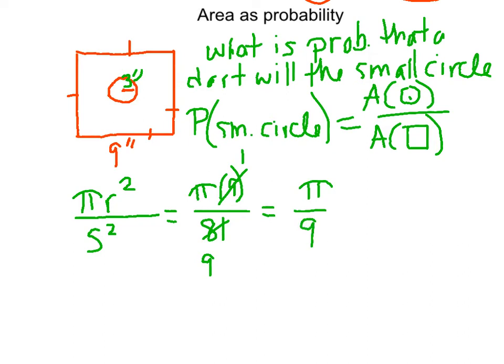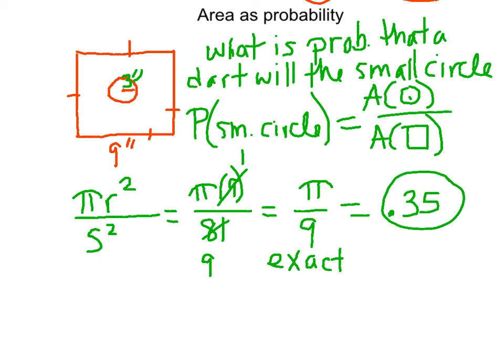Again, that doesn't mean anything to me, my brain per se, but if I had to make an estimate, I know pi is around 3.14, so it probably reduces to around 1/3 or 0.33. But I'm going to use my calculator. This would be my exact probability if I left it like that, but instead I'm going to take my calculator and do pi divided by 9, and I get 0.35 roughly. So there's a 35% chance that I can hit that small circle.